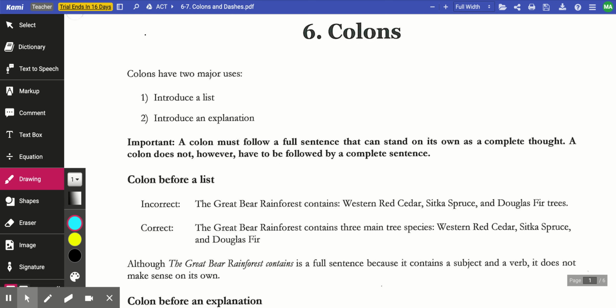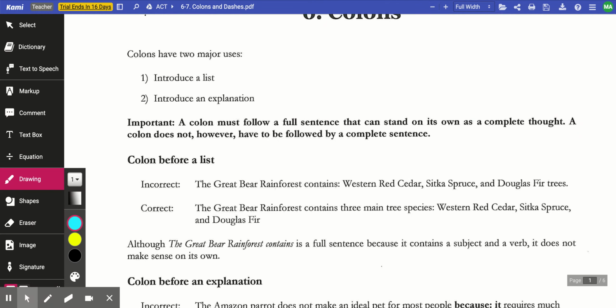I teach colons and dashes together because they are used interchangeably for the most common usage, which is to introduce a list or an explanation. So you've seen this before when you have a colon before a list, but something you might not be aware of is that a colon can only come after a complete sentence. So you can only put a colon if you could put a period there and stop talking.